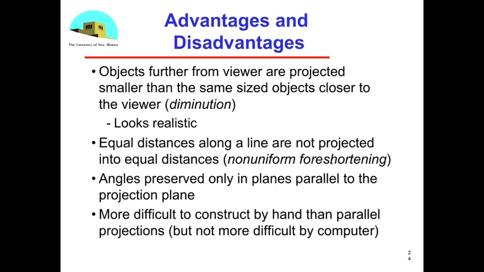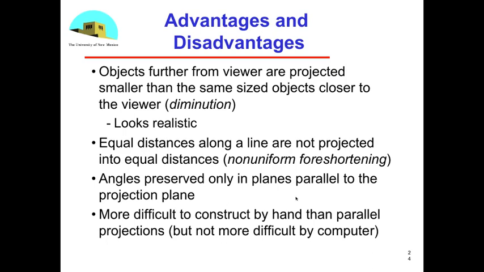Summarizing the advantages and disadvantages of this perspective view: things that are further away look smaller. That's what creates the realism, but the distances along a given line are not equal unless that line is in a face parallel to the projection plane. That's known as non-uniform foreshortening, and the only place you're going to preserve an angle is in a plane parallel to the projection plane. As I said a minute ago, this is the most difficult to construct by hand, but by computer, none of these projections is more difficult than any other.